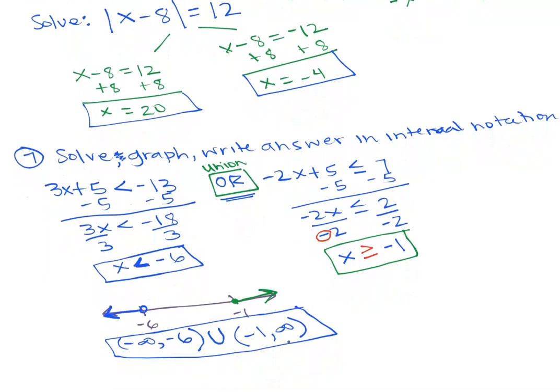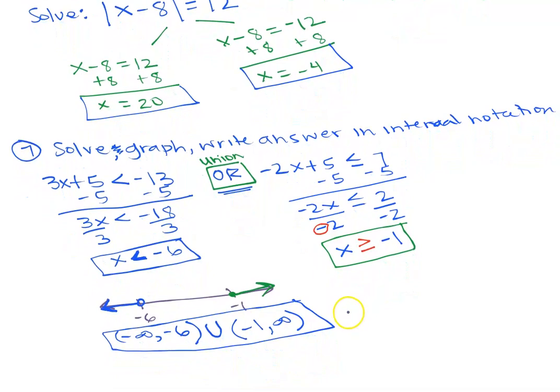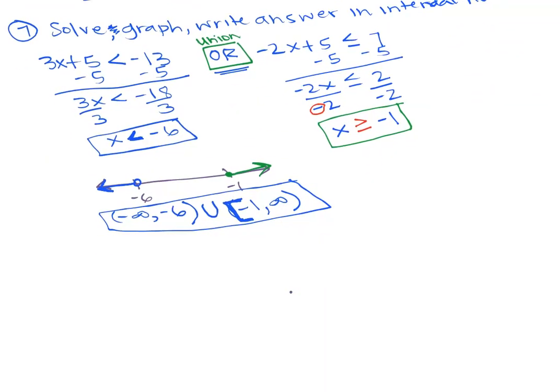Wouldn't the parenthesis on the -1 be the bracket? It is the bracket. I think I said that and then I didn't do it. I said it's included, so we need the bracket. Thank you so much. Awesome. It's so easy to make those little mistakes, so always double check yourself.